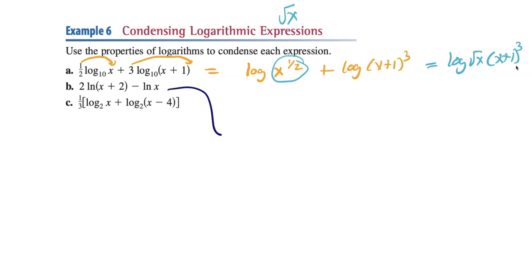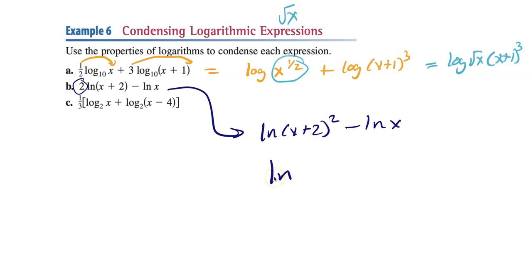For B, natural log doesn't change, same rules. First, let's move this guy to the front. So natural log of x plus 2 squared minus natural log of x. Now I got a subtraction, right? Remember, subtraction is divide. So this is the key thing. It's only one log. You're writing it as one log.